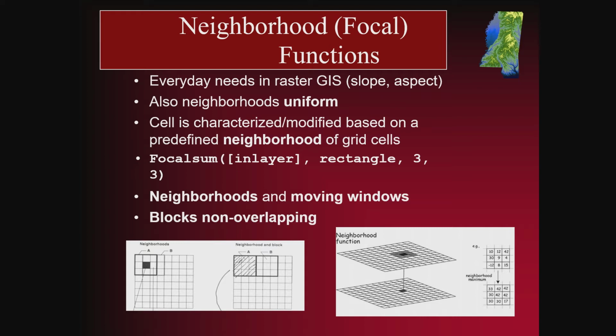Now, what do neighborhood functions do? Well, on a simple level, what they're doing is reducing the variability of your data set because they're taking everything in a neighborhood and condensing that down into a number.